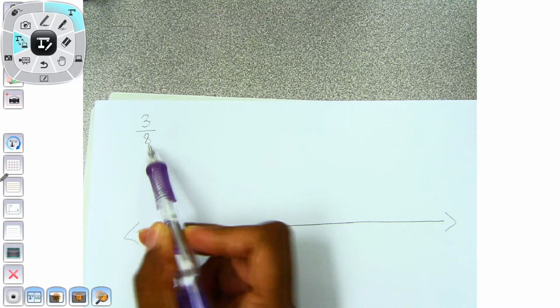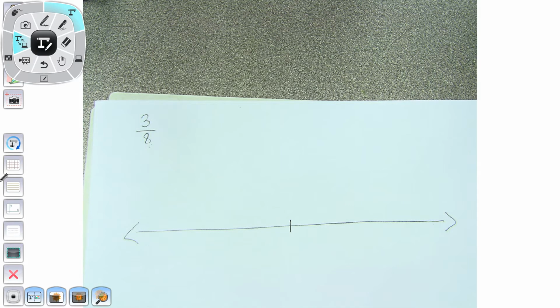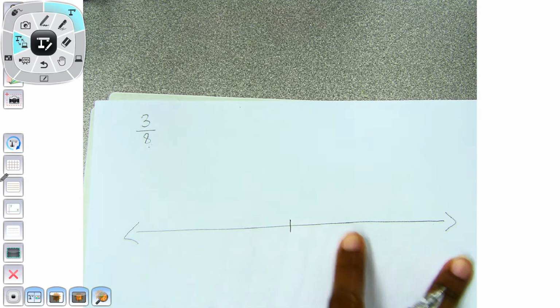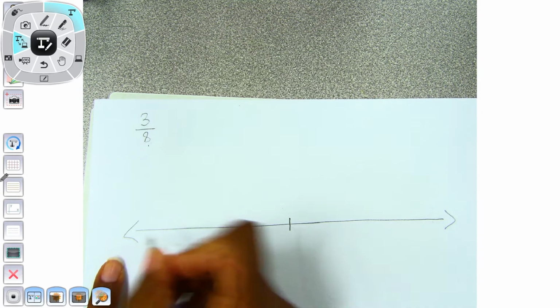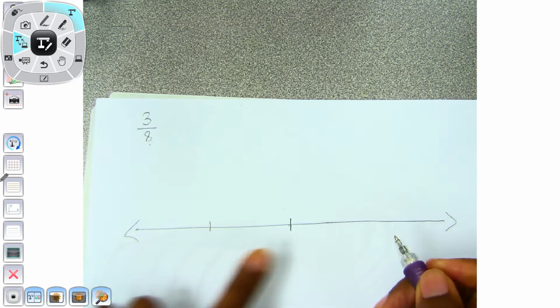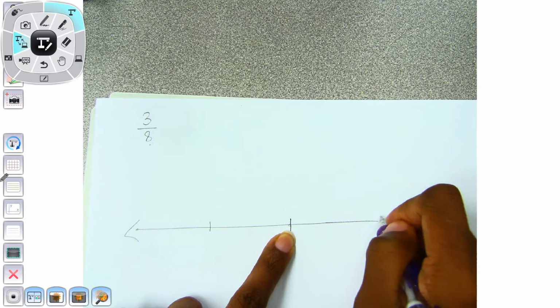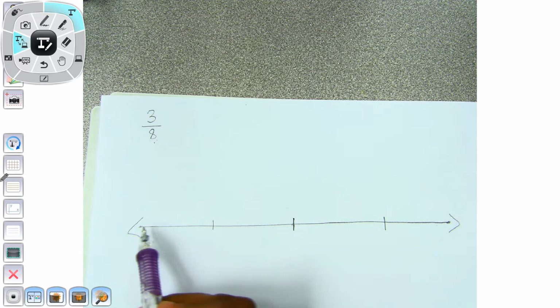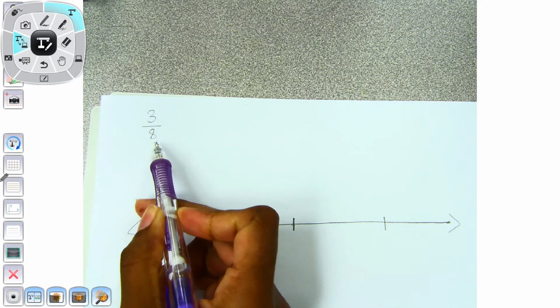Since it's an even number, I'm going to start by dividing it in half. And then I'm going to take each part and divide it in half until I get to 8 parts. So I'm going to do this side from this point to this point, divide it in half. And then from the midpoint to this point, divide it in half. And if I take a look at it, I now have 1, 2, 3, 4 parts. But I'm trying to get to 8 parts.